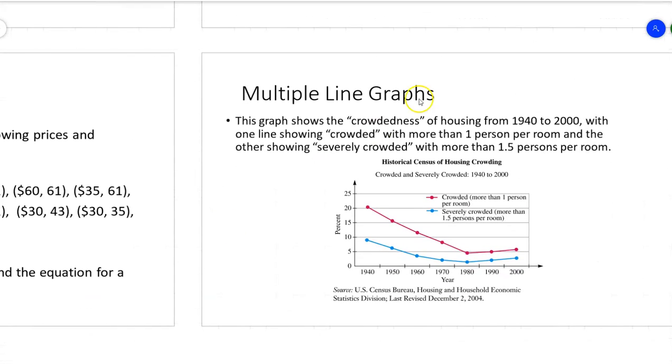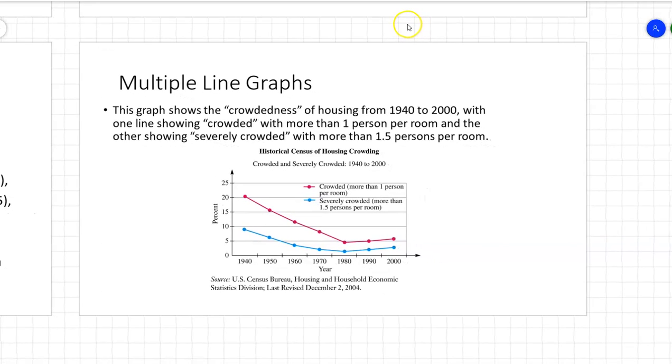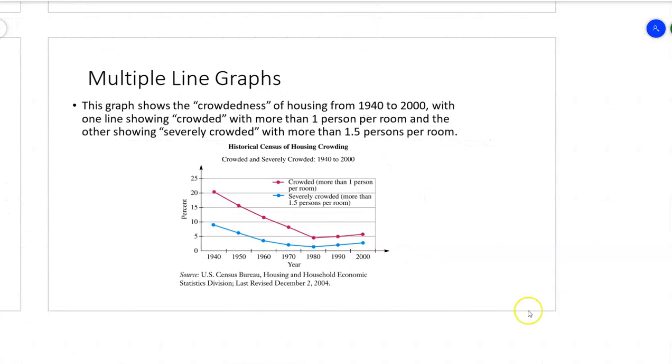All right, this is the last thing for this video and for this section. I just wanted to point this out. It is possible to have a graph that has multiple line graphs on the same graph. So this is an example showing the crowdedness of housing from 1940 to 2000, meaning how many people were living in a fixed amount of square feet. So more than one person per room.